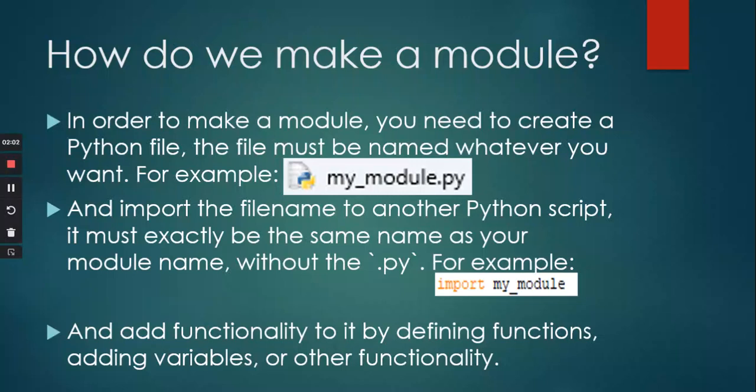So now, how do we add the module to a Python script? Don't forget to import the file name into a Python script. It must be the same as your other Python module's name. Here there's the .py, and you need to ignore the .py, because Python will just treat the file name as a module. And you can add functionality by defining functions, adding variables, or other functionality for code.